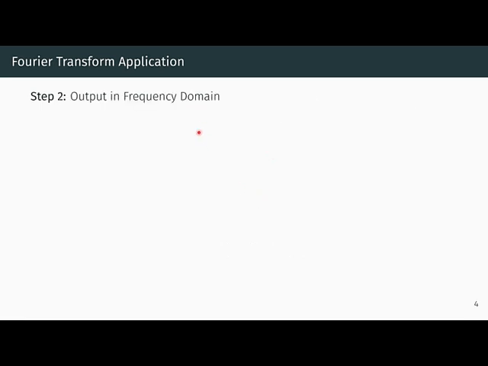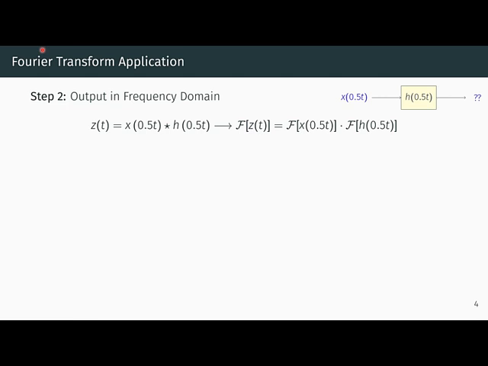Now what is the output? The question is, this is a system whose impulse response is h(0.5t) and input is x(0.5t). What is the output? First let us see what happens in the frequency domain. Let's assume that the output of this system is z(t). Z(t) is nothing but the convolution of the input, which is x(0.5t), with the impulse response, which is h(0.5t). That is what we have written here: x(0.5t) convolved with h(0.5t).